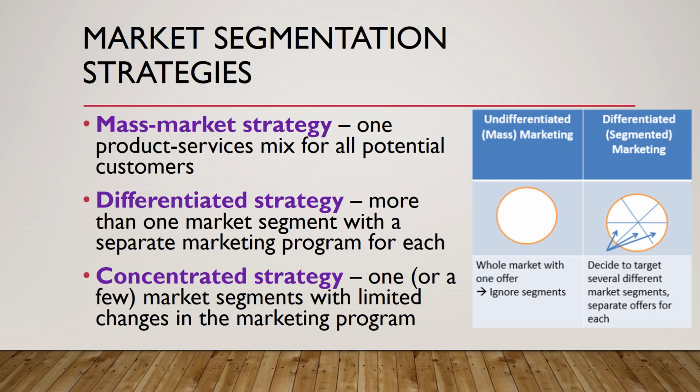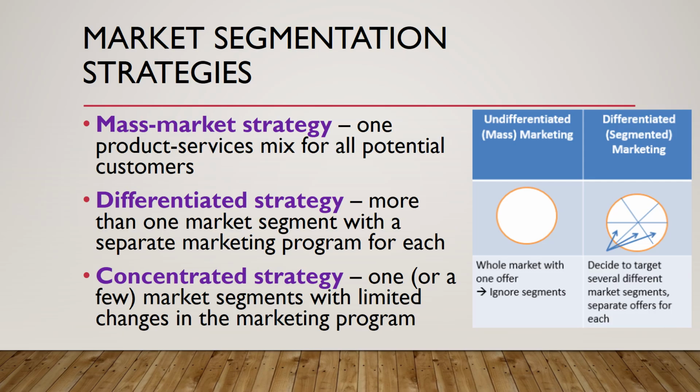So how do marketers go about segmenting different groups? There are various strategies that can be used, but they can basically be lumped into three different categories. The first one is the mass market strategy, where one product service mix element is provided for all potential customers. Basically, we treat everybody the same and assume they all will approach our product or service similarly. Very few products is it effective to use this as a marketing strategy.